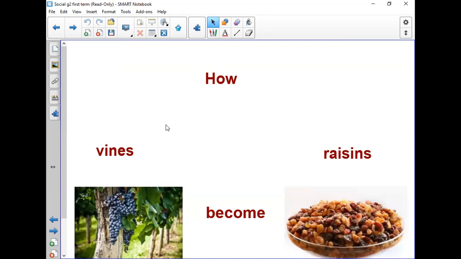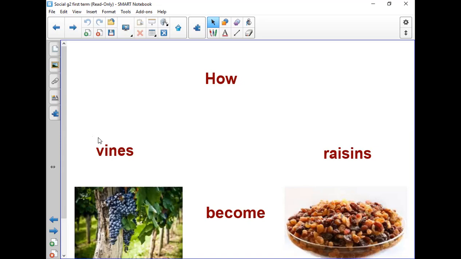What is the meaning of vines? Vines is like grapes, okay? How can we turn vines into raisins? Okay, do you know the raisins? This is a raisin. And we want to know, how can we turn vines or grapes into raisins and send it to the market for you, of course, to buy it? We have many steps that we should follow to turn vines into raisins.